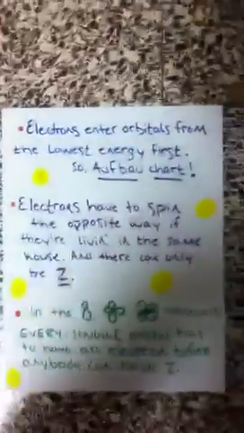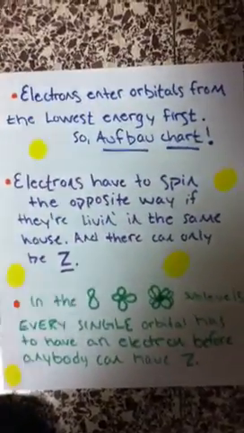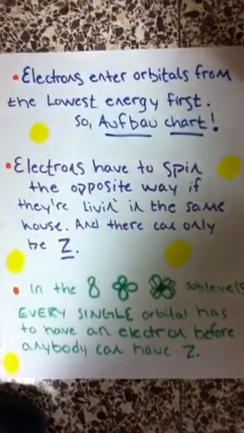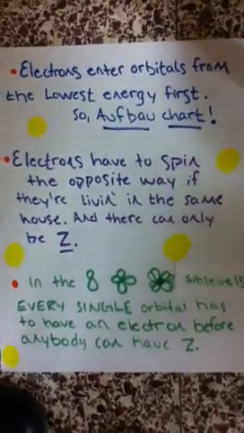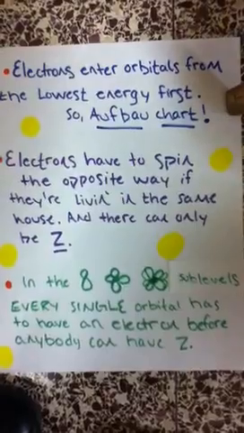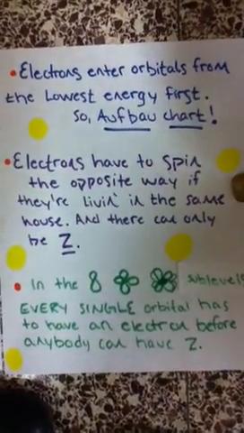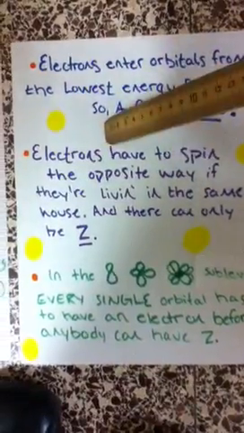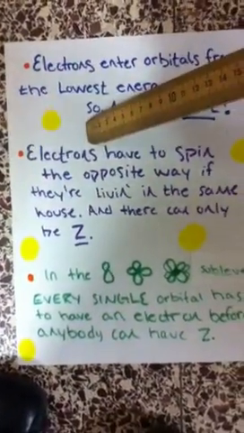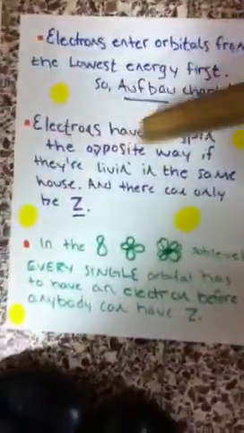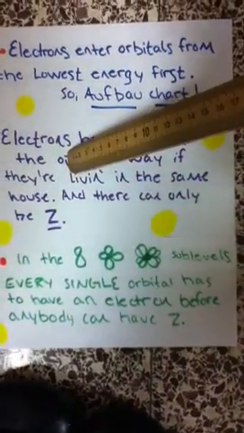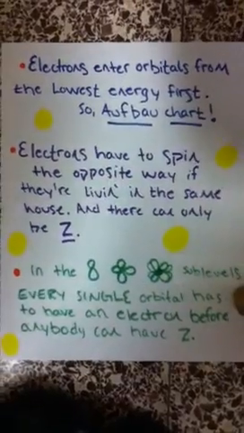Okay, these are the rules you have to follow when using electron configuration. Firstly, electrons enter orbitals from the lowest energy first, so use Aufbau's chart, which I'll show you in a minute. Secondly, electrons have to spin the opposite way if they're living in the same house, and there can only be 2. So if one's going this way, the other has to go this way, and there can't be 2 because if they're both spinning this way, then the world ends.